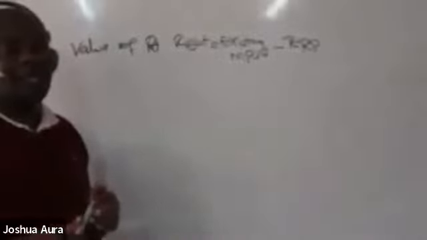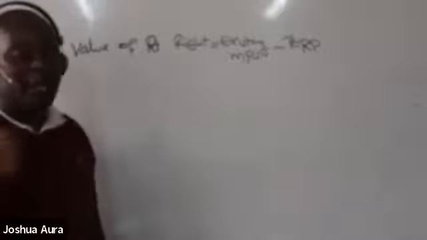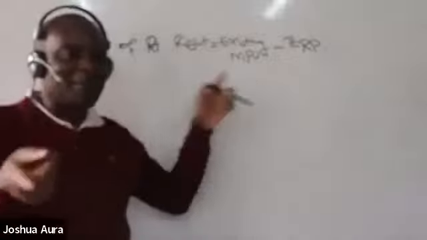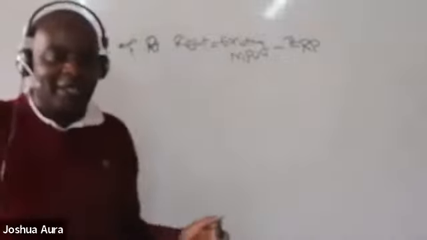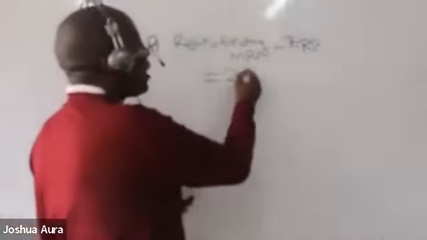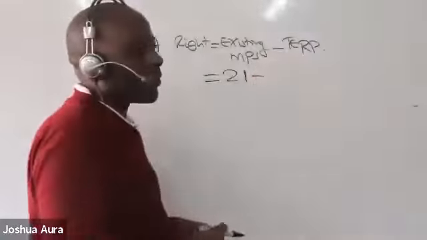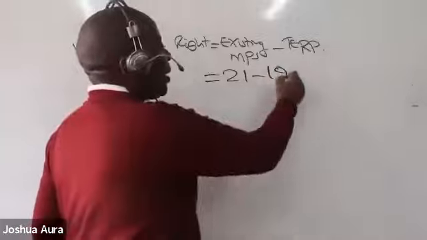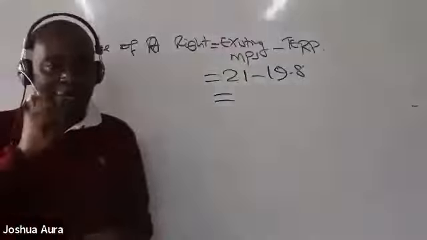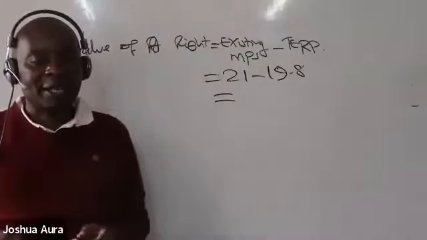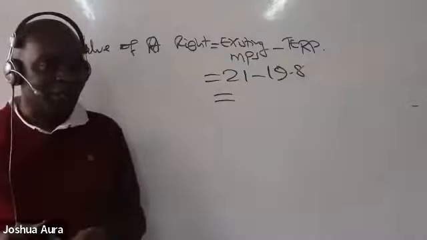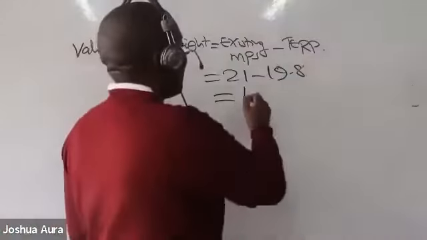Existing MPS. Now the time for that present is here. Can somebody give me this existing MPS? 21. It cannot be 20 because 20 we said delete. Delete that from your mind and from even your examination paper. So it is 21. How about the theoretical ex-rights price? 19.8, you're right. So 21 minus 19.8 gives me how much? What is the value of that right? 1.2. Thank you so much. That is the answer.